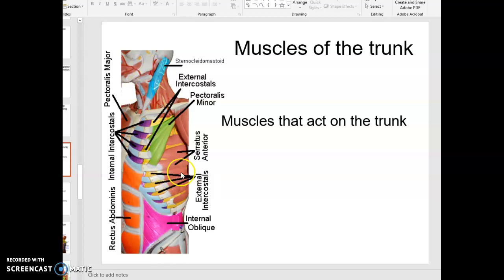Now we have layering here. The pectoralis minor and the serratus anterior are on the ribs. They are stabilizing the scapula. We have the external intercostals being the outer one. And then the internal intercostals are on the inside. Then there's a muscle called the transversus thoracis. That's actually on the inside of the rib cage.